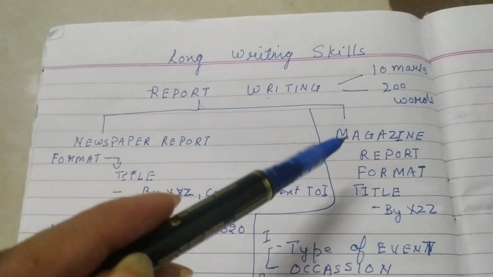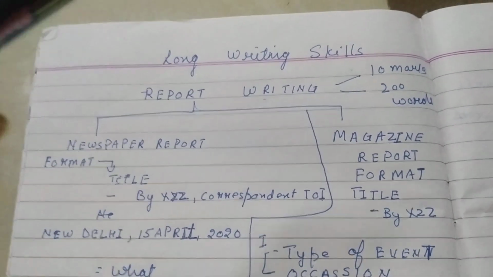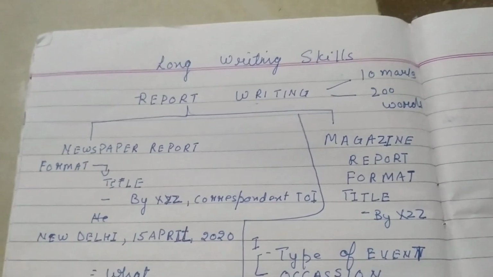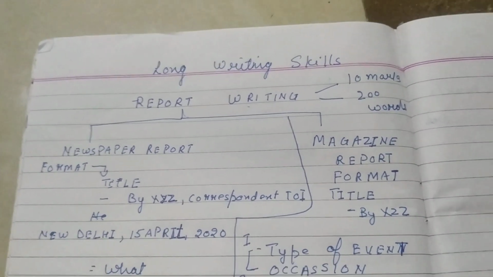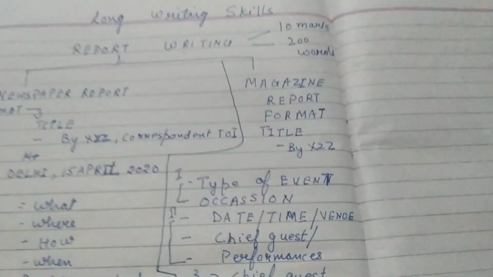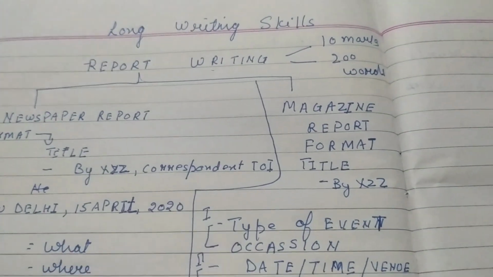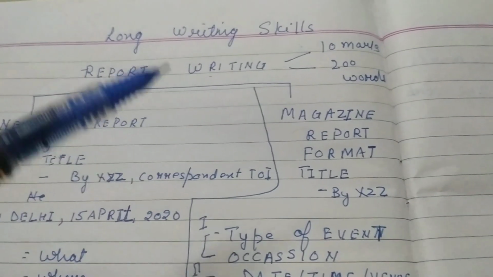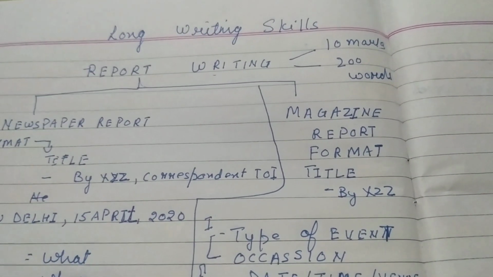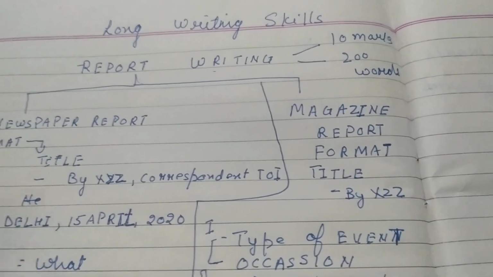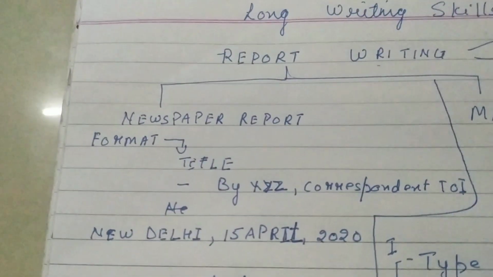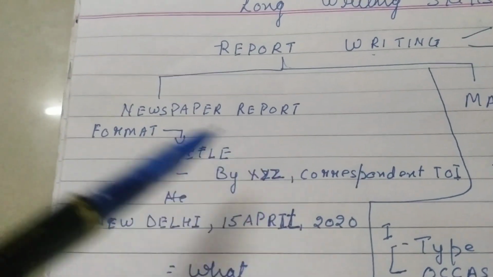And a magazine report is restricted to one particular organization, one particular school or one particular society, and it is catering to the people belonging to that institution, that organization and that society. So first, students, I'm going to teach you about the newspaper report.